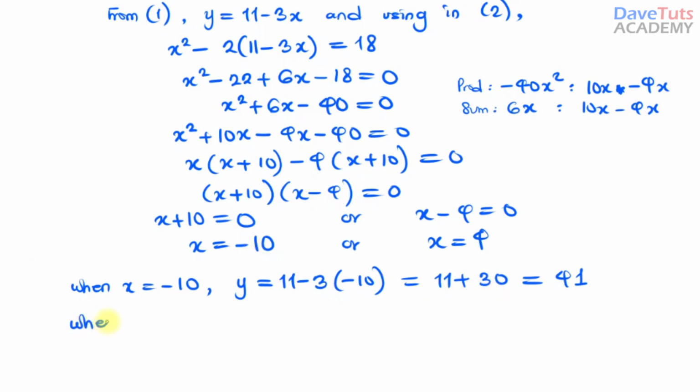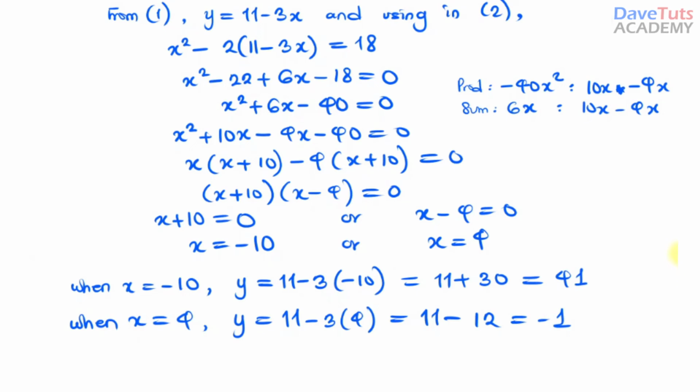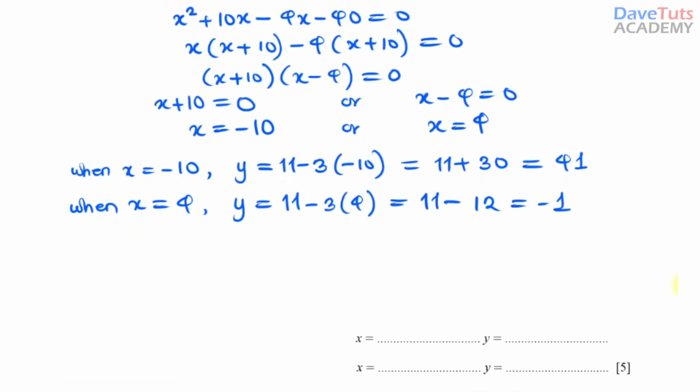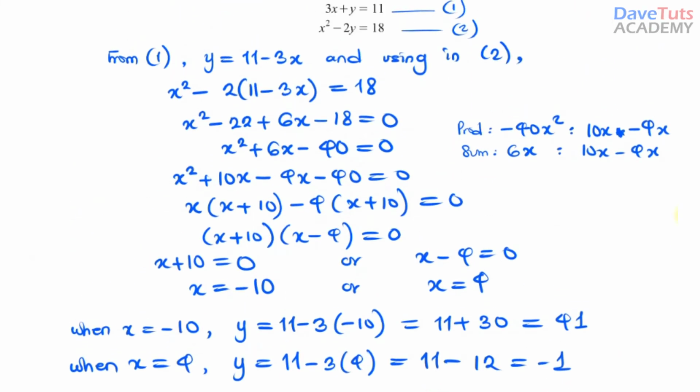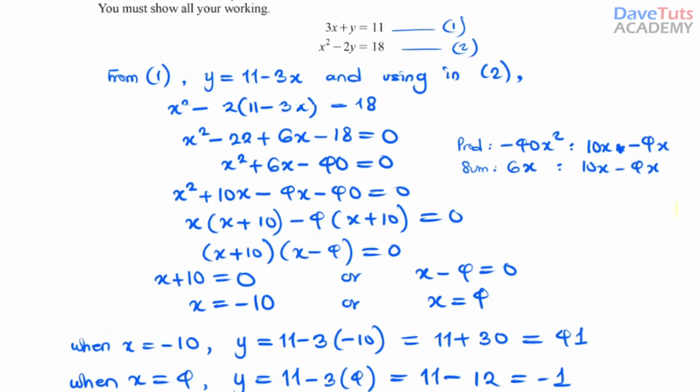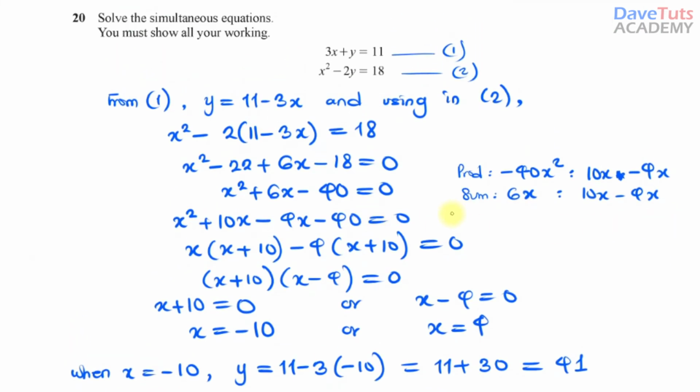And then in the other case, when x is equal to 4, then y will be 11 minus 3 multiplied by 4. So that will be 11 minus 12, which is minus 1. So if you want to look at the solution in this particular case, when x is minus 10, what's the value for y? Y is 41. And when x is 4, what's the value for y? Y is minus 1. So this is the solution to this question, and just showing all our working, being consistent with what we need to do to be able to solve it, and that is done with this question.